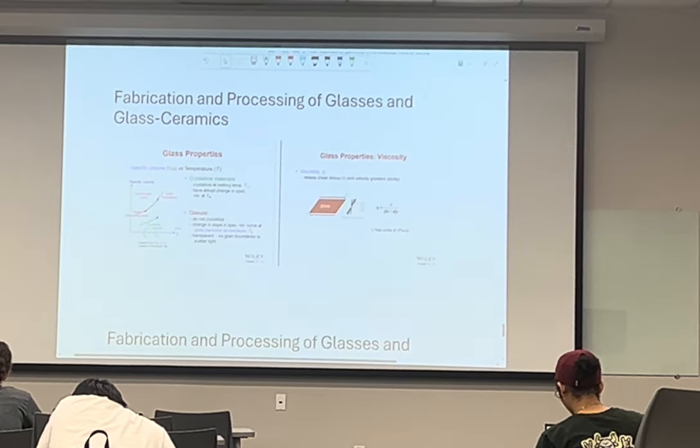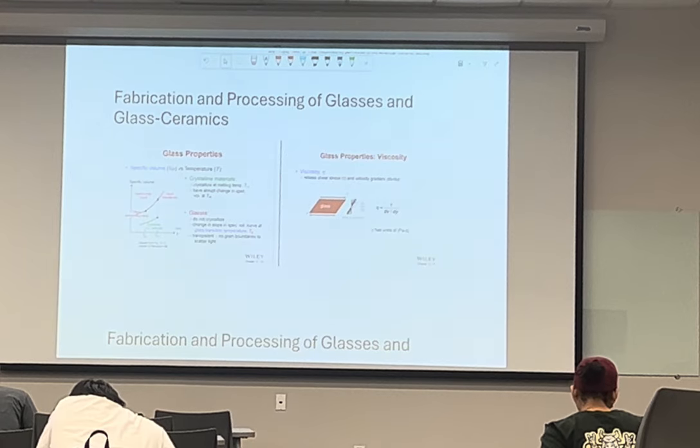So the next section that they talk about here that I wanted to discuss with you guys was the fabrication and processing of glasses and glass ceramics.